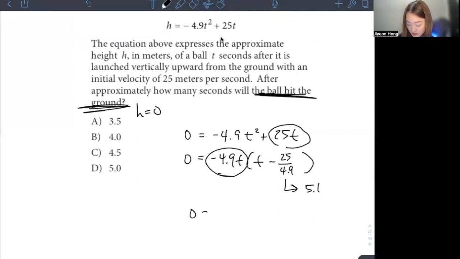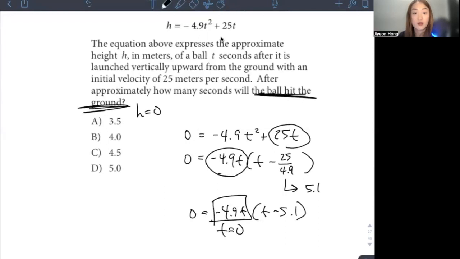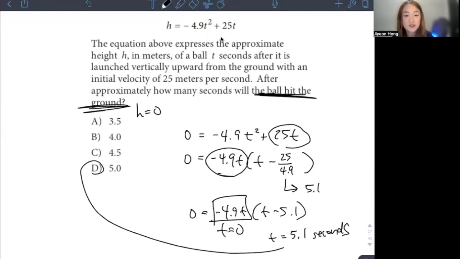So 0 equals negative 4.9t times (t minus 5.1), which gives t equals 0 because it was launched from the floor. So yes, it was at the floor when it was initially thrown, but also when it goes up and then comes back down, it hits the ground. The ball hits the ground again when t equals 5.1 seconds, which is why D is our answer choice here.